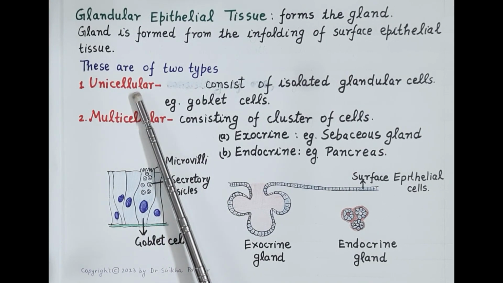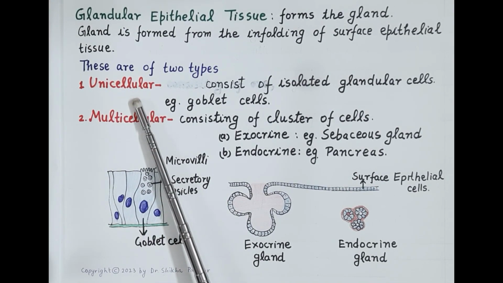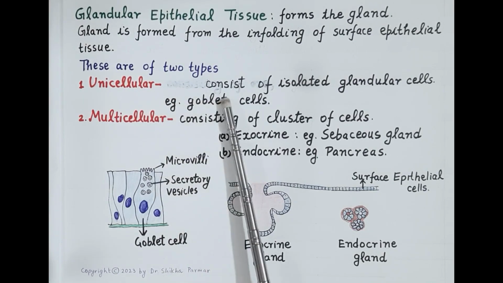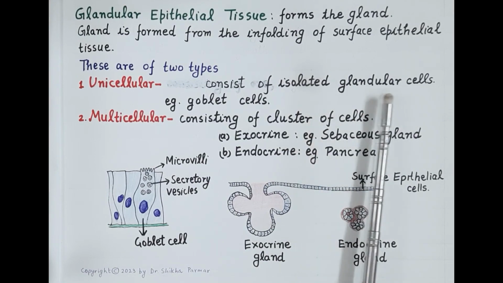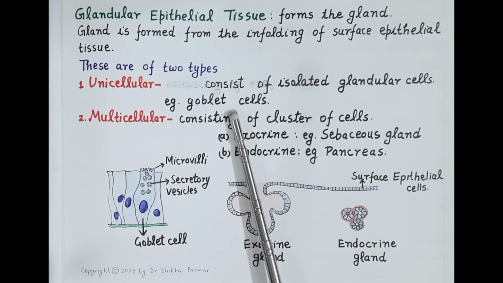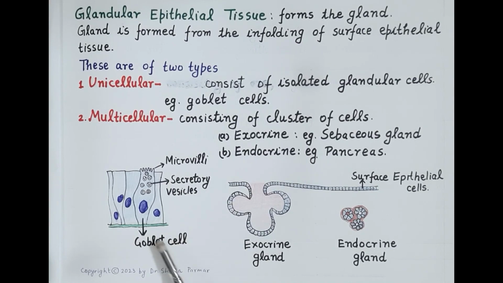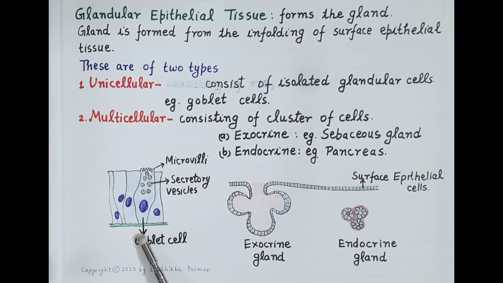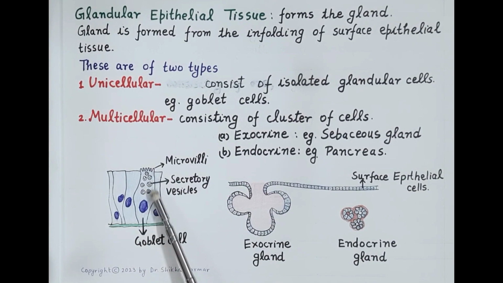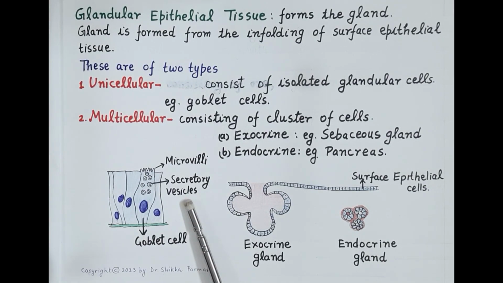Now, when one cell forms a gland, it is known as a unicellular gland. So, unicellular glands consist of isolated glandular cells. For example, a goblet cell. Now, look at this figure. This is a single epithelial cell, and this epithelial cell forms a goblet cell. Now, goblet cell is a unicellular gland, a gland which is made up of one single cell. Now, as you can see here, this goblet cell consists of secretory vesicles and it secretes mucus.